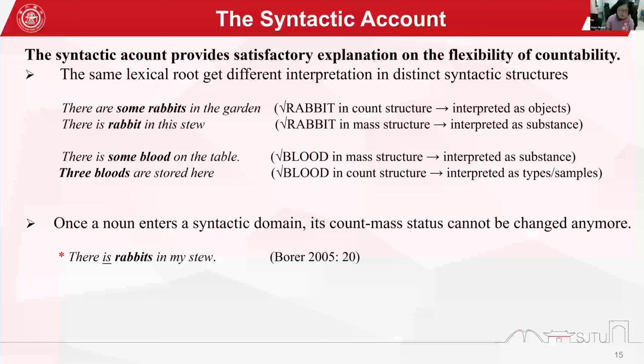This account can also explain well that once a noun has entered a syntactic domain, its count-mass status cannot be changed anymore. For instance, this example is taken from Borer's book. We cannot say there's rabbits in my stew. This is because rabbit is first put in a count context and pluralized as rabbits, so it cannot be converted in a mass context anymore. So this sentence is ungrammatical.